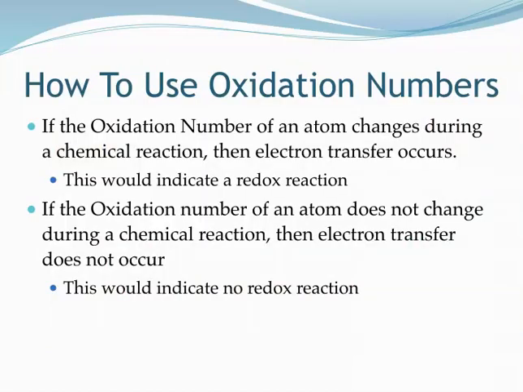There are a number of ways that we can use oxidation numbers. We can use a change in oxidation number to show us if a reaction that has taken place is a redox reaction. If the oxidation numbers change, then reduction and oxidation have taken place. If oxidation numbers do not change, then no redox reaction has occurred.